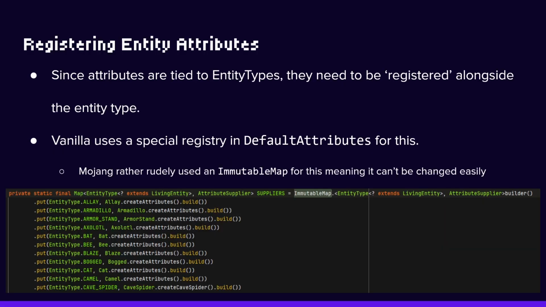So in terms of registering entity attributes, the base ones for your entity type, they're tied to entity types and they need to be registered alongside your entity type, but not in the builder. They have their own special thing that vanilla uses. It's in the class default attributes. And they very rudely used an immutable map, which means it's immutable. It cannot be changed or added to. So how rude of them. But luckily for us, yeah, this is what it looks like.